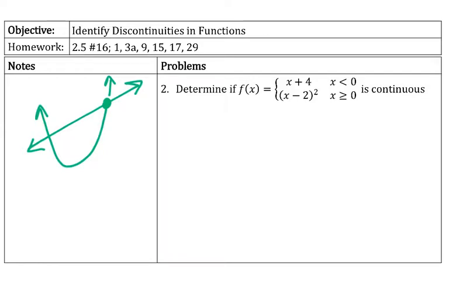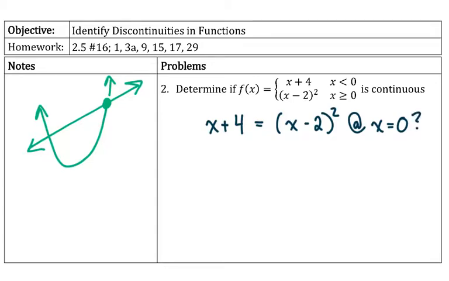So the way that we do this is we just ask ourselves, are the two parts, so x plus 4 and x minus 2 squared, equal at the point where they change over. So in this case, at x equals 0. If they are equal, it's continuous. So all you need to do is plug in for x and see if it's equal.